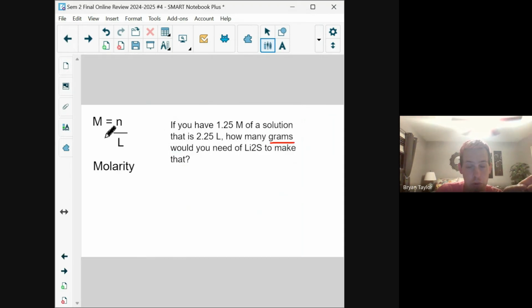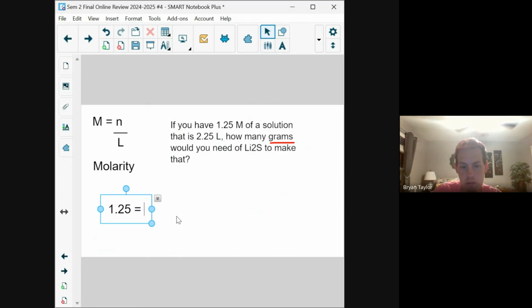So we've got to find moles first, though, because it doesn't say moles. So this is going to be 1.25 equals X divided by 2.25.